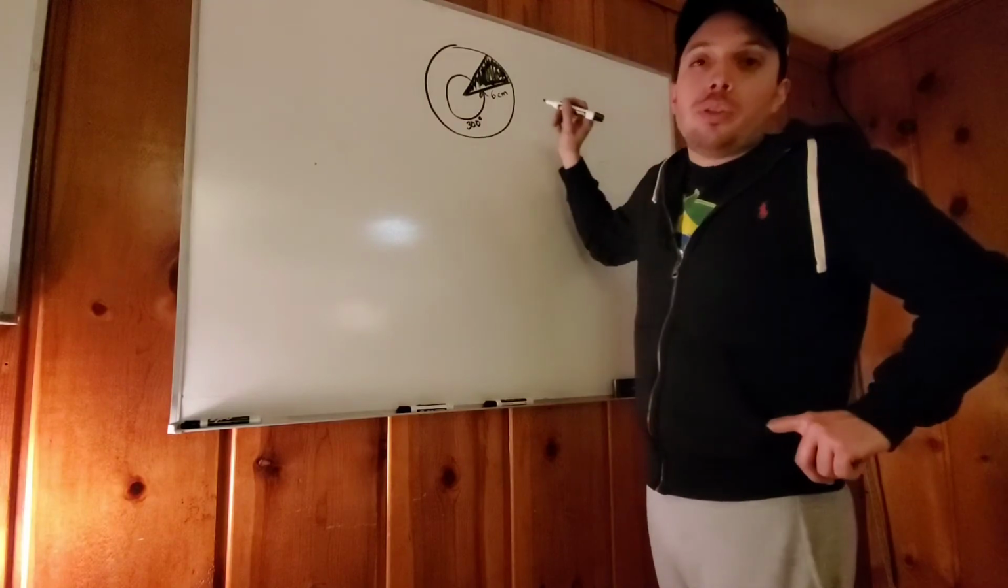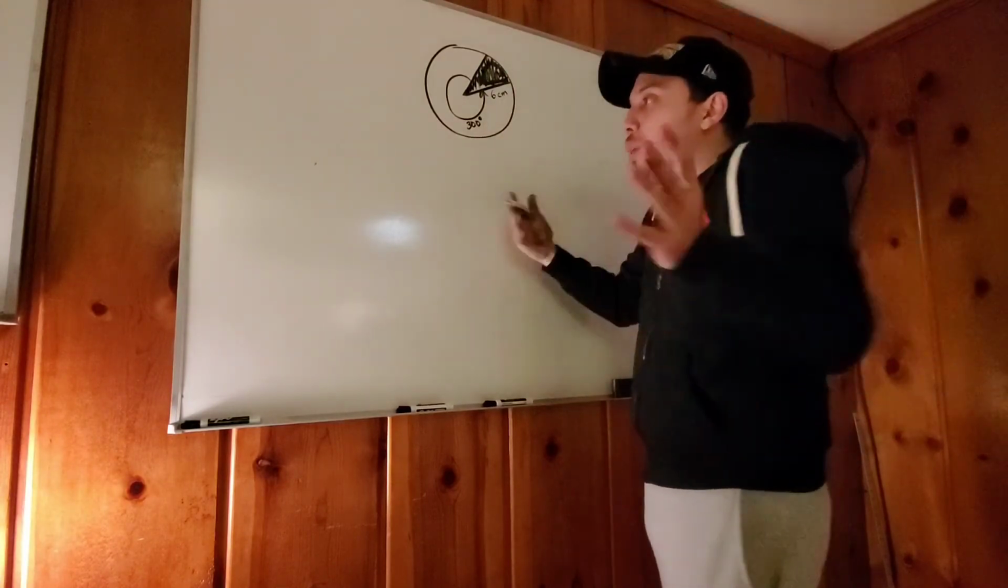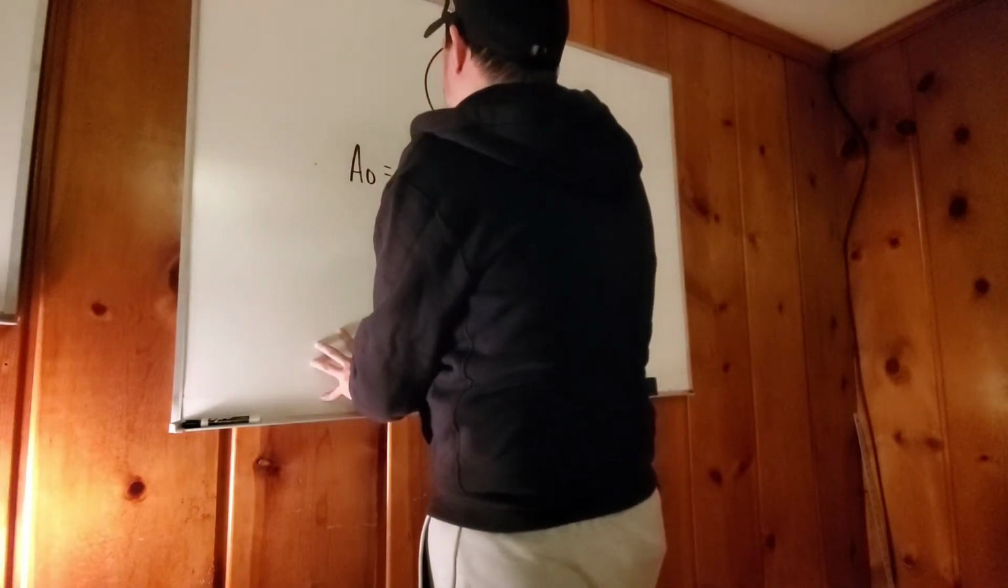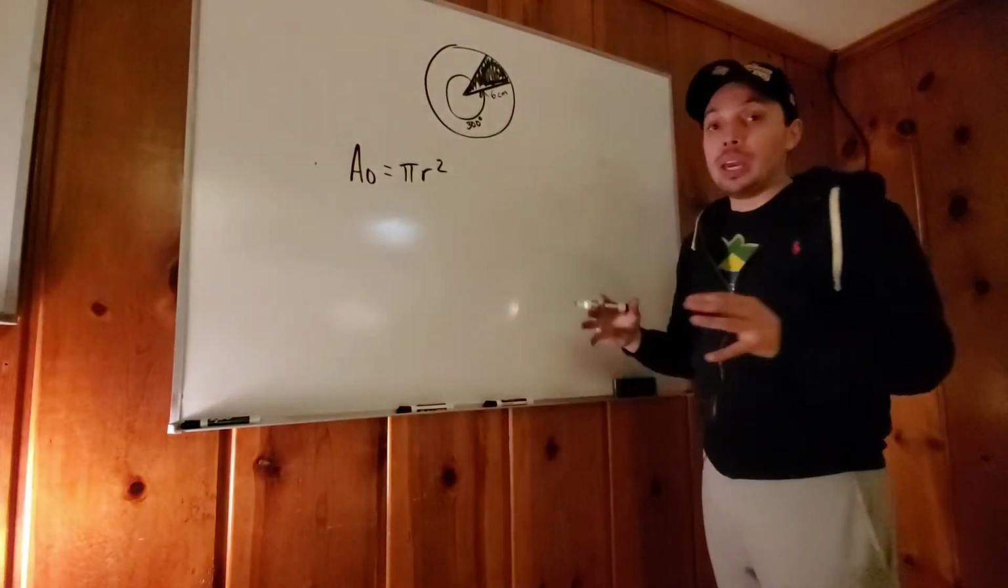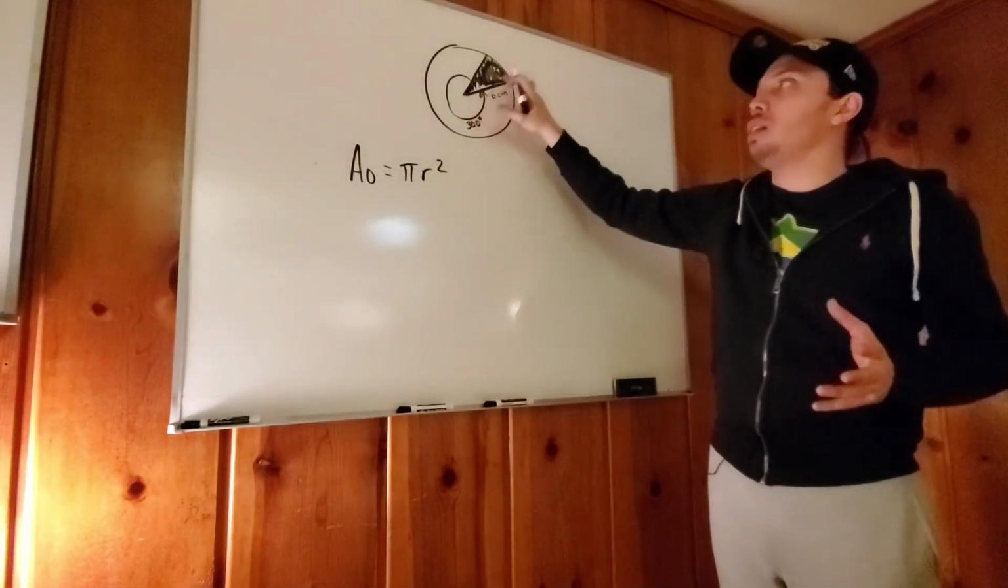All right, so to be able to find the area of the sector, we have to go back to the area of a circle. Area of a circle is pi radius squared. But that's for the whole circle. Are we looking for area of the circle? No, we're looking for the area of this.